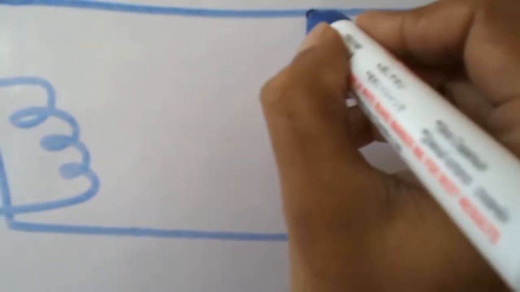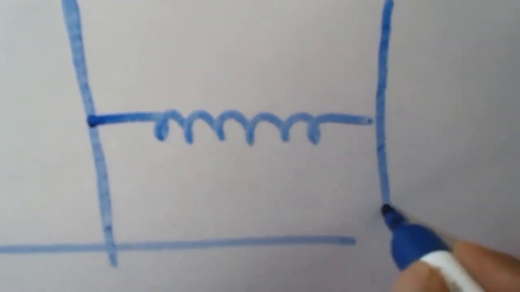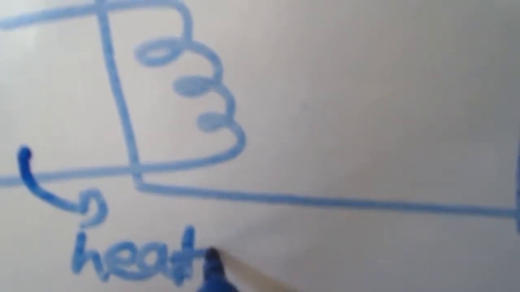So guys, what is the question? In this question there is a cylinder. In this cylinder there is a heater, and the piston is attached to a spring. What happens? You heat the cylinder, the heater provides power.